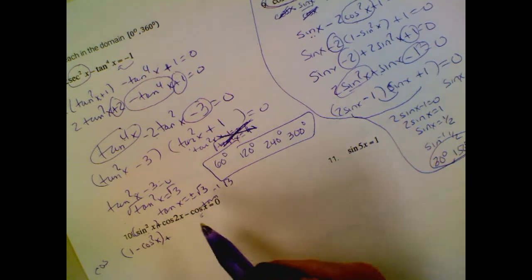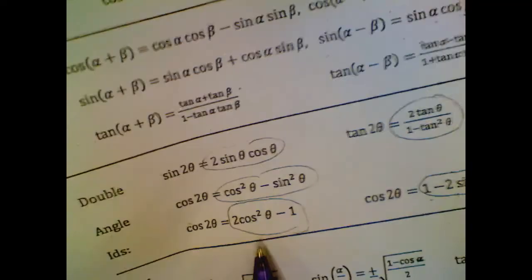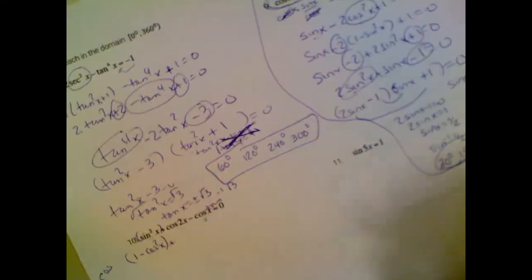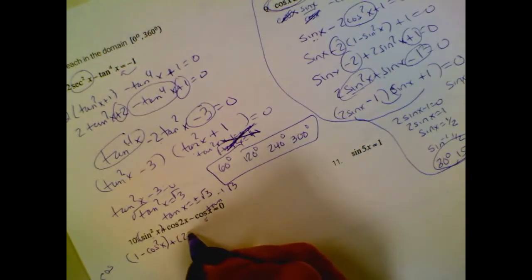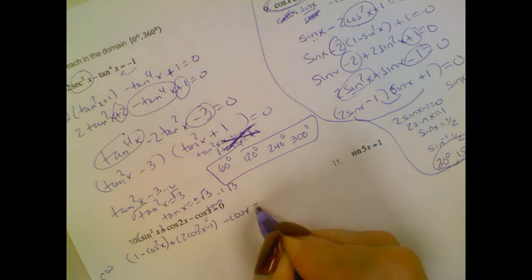What is cosine 2x? Well, there's 3 things for cosine 2x. But I want the one that just has cosine, so I want this one. The one that just has the cosine. 2 cosine squared x minus 1. So I'm going to keep that in parentheses. 2 cosine squared x minus 1. Then you have negative cosine x, and all equals 0.